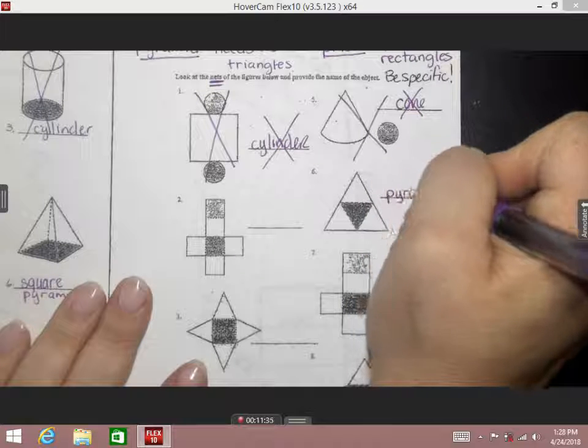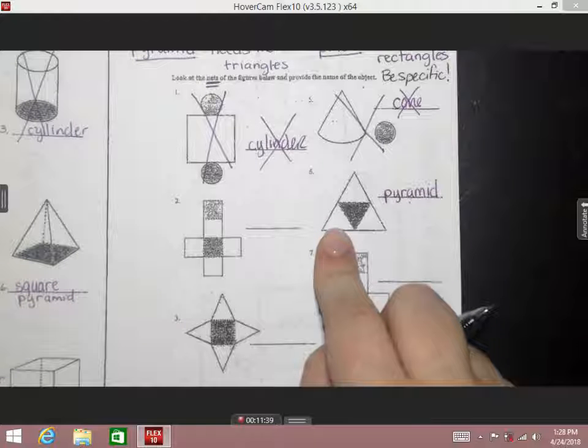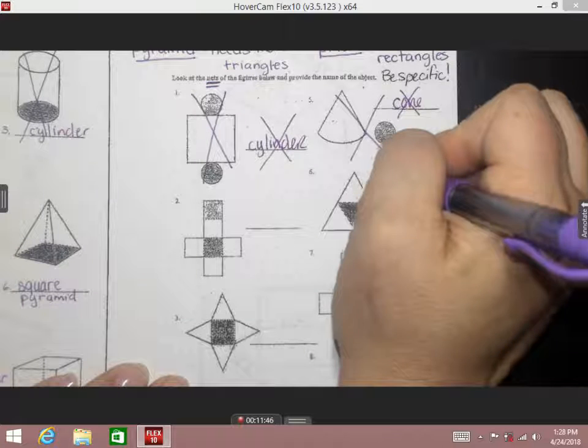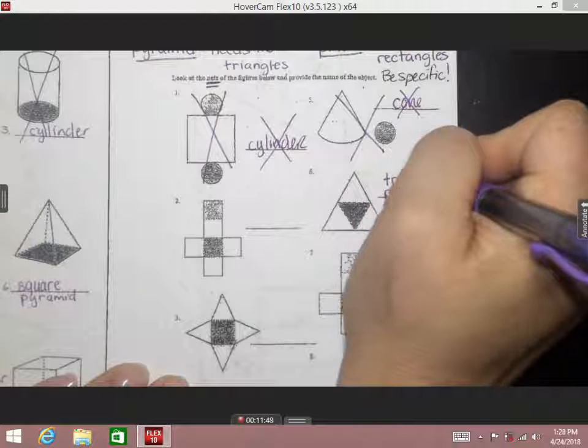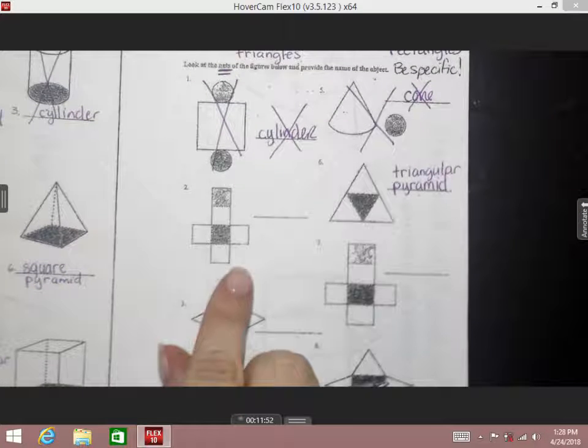But what type of pyramid? It has a lot of triangles. Does it have anything other than a triangle? No. So it has to be triangular. So I'm going to say this is a triangular pyramid.